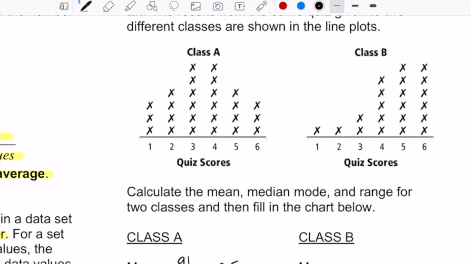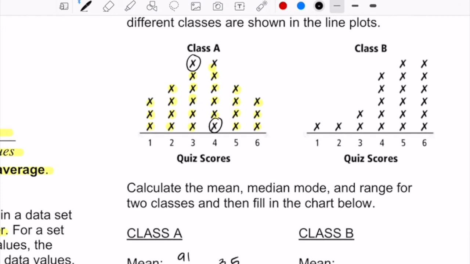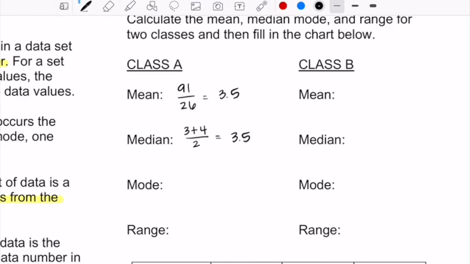To find my median, I don't have to write down a list of the numbers. I can simply count in from the outside. So 1, 2, 3, 1, 2, 3, 1, 2, 3, 4, and so on. The last two numbers remaining in the middle are a 3 and a 4. And so to find the median, I would average those two together. So 3 plus 4 divided by 2 gives me 3.5.